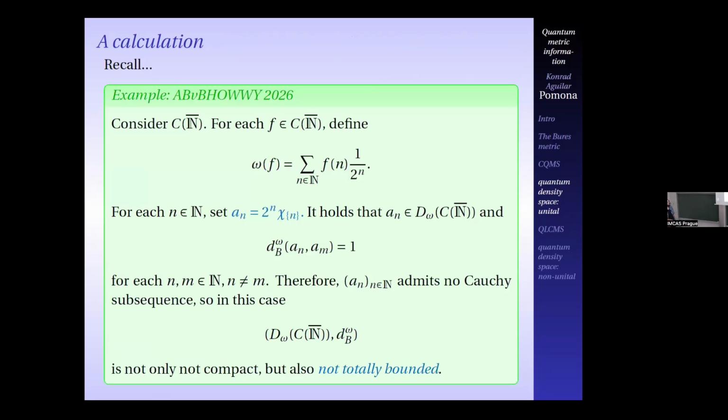So back to this example. This is a reminder. So we had this example here. Here I'm looking at the unital case. So instead of looking at C0 of n, I'm looking at C of the one point compactification of the natural numbers. And that just gives, we can do a similar construction here. And with the Bures metric we saw before, the same thing happens here in the non-unital or unital case. We still get the distance between those is 1 because you have disjoint support of these elements. And again, this is a sequence with no Cauchy subsequence. So this is a reminder, just cast in the unital case here.